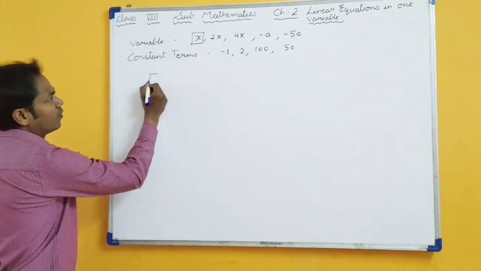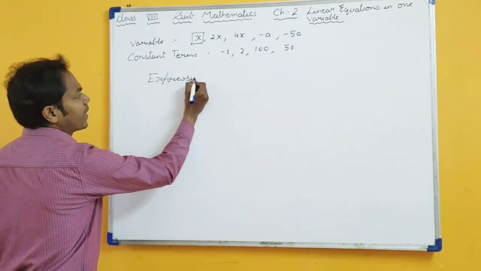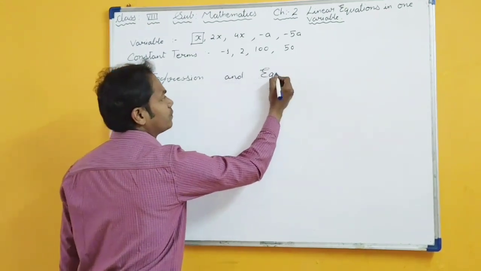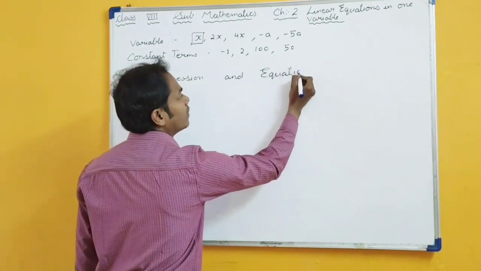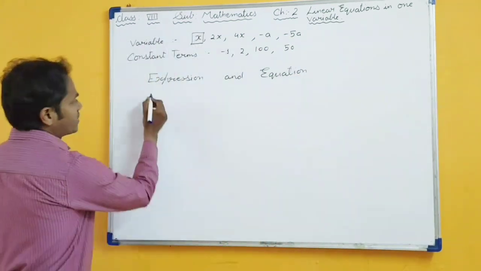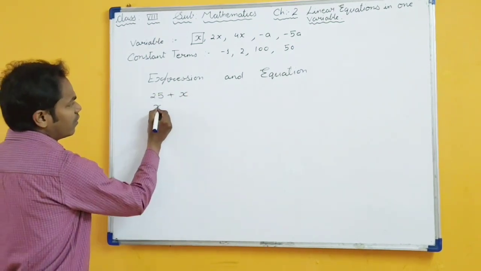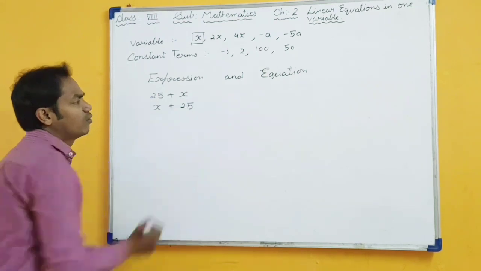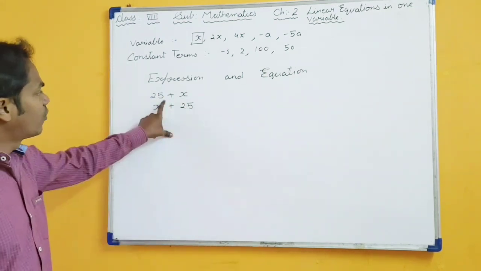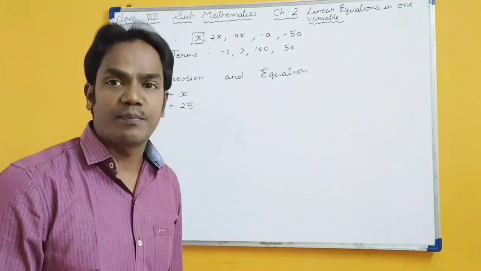Now I will explain to you the difference between expression and equation. There is a little bit of difference between expression and equation. For example, if you write 25 plus x or x plus 25, this is commutative property. I have just shifted the values. 25 plus x and x plus 25, this is an example of expression.